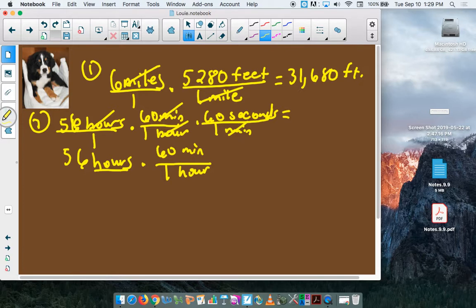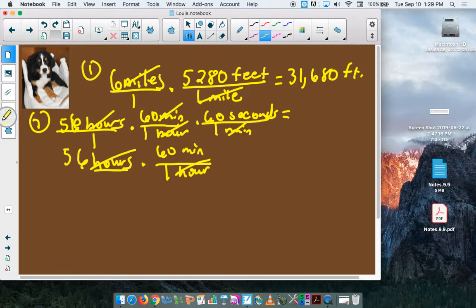So what happens is this word just cancels out, because now I've just converted it into minutes. I just converted it into minutes because I multiplied by 60. So now it's in minutes. If I have 1 hour and I multiply it by 60, I don't have hours anymore. What do I have? Minutes.